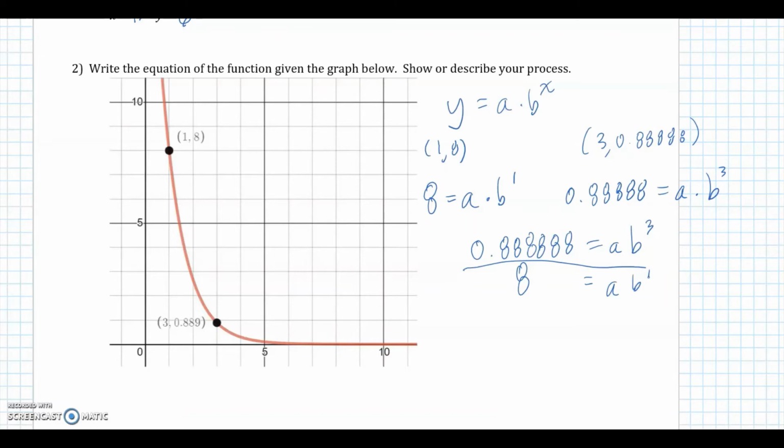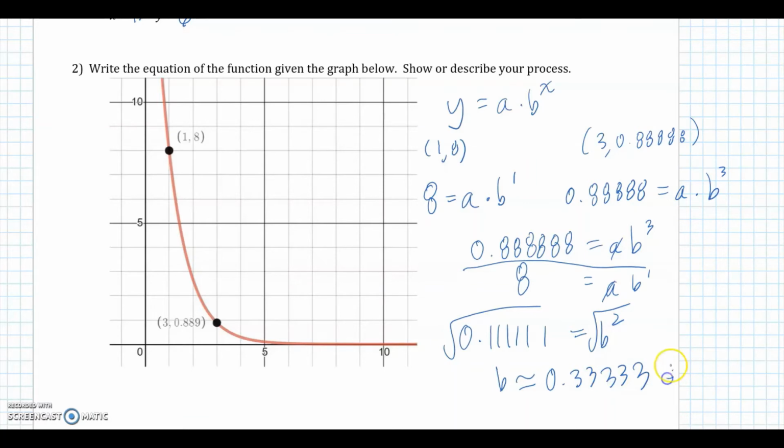A divided by a is 1. So take 0.88888 divided by 8, and I end up with 0.11111. And then carefully deal with the b's. So b cubed divided by b to the first, subtract my exponents, is b squared. To solve for b squared, square root. So b is approximately equal to 0.33333, which we can make exact as 1/3.